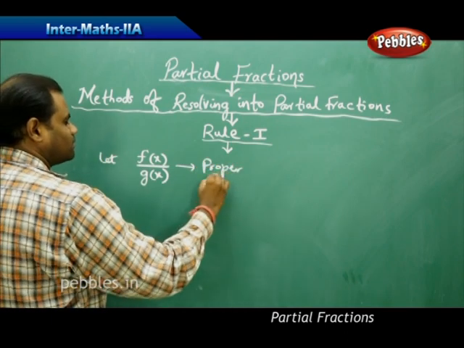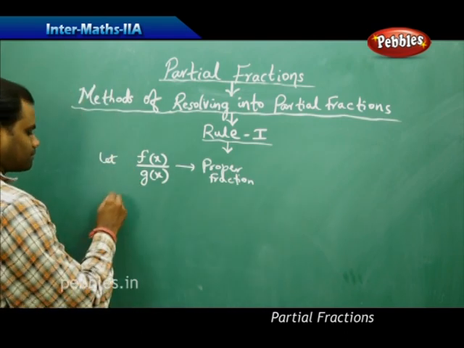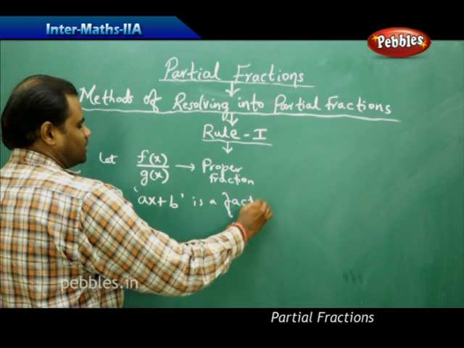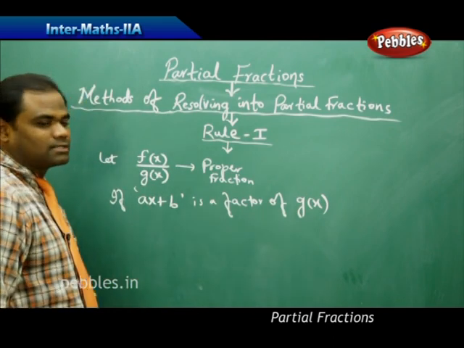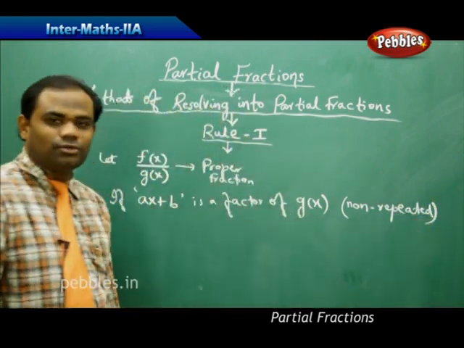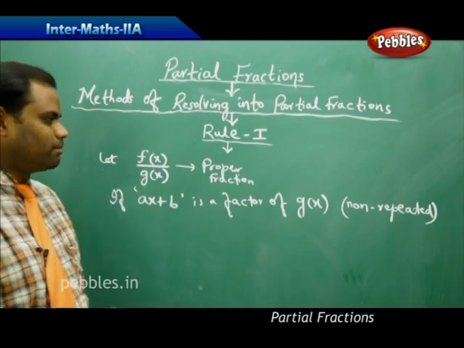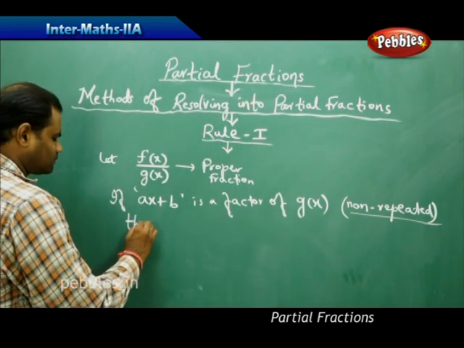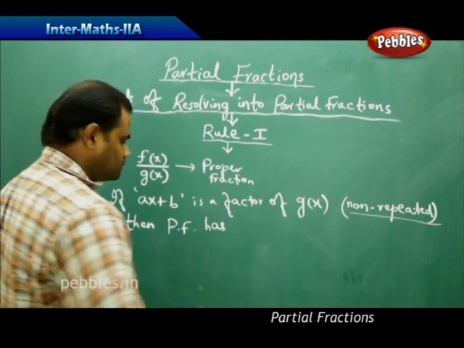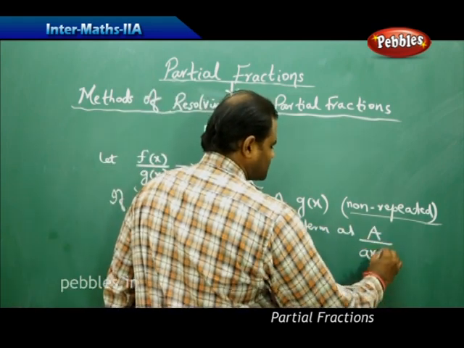Let this be a proper fraction, such that of course g of x is not equal to 0. So for this proper fraction, if ax plus b is a non-repeated factor of g of x, the condition is it is a unique factor which is not repeated twice, whereas in some cases the roots are repeated. So if ax plus b is a non-repeated factor of g of x, then the partial fraction has one of its terms as A by ax plus b.